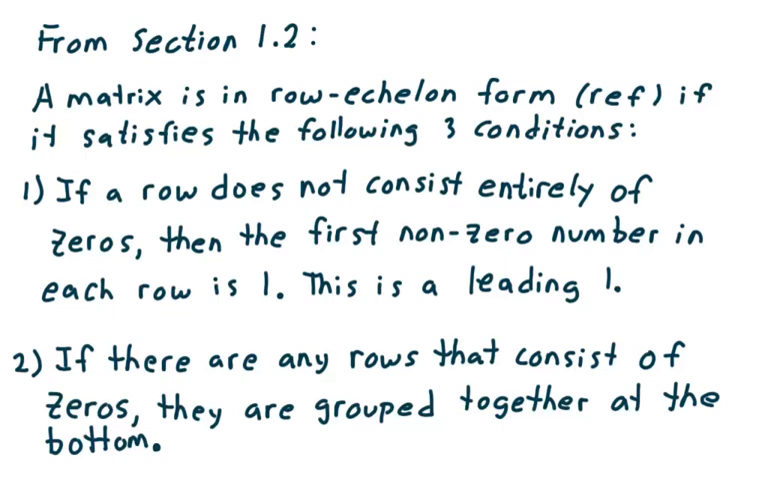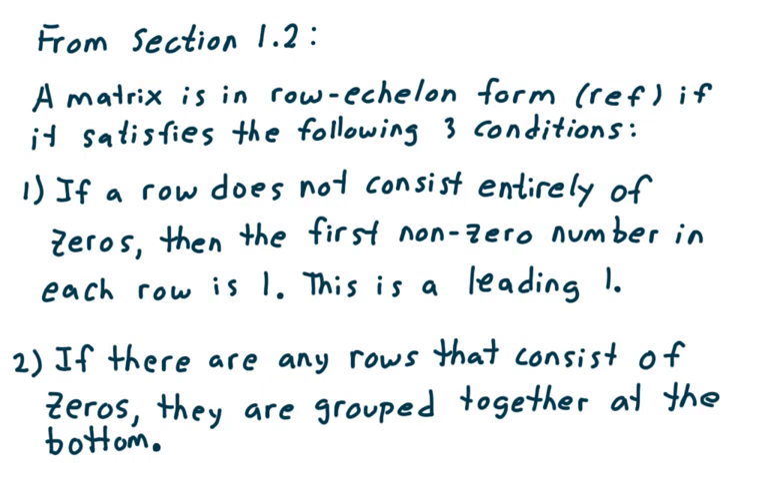This is a video from section 1.2 in a linear algebra class. A matrix is in row echelon form, abbreviated REF, if it satisfies the following three conditions. Number one, if a row does not consist entirely of zeros, then the first non-zero number in each row is 1. We call this a leading one.